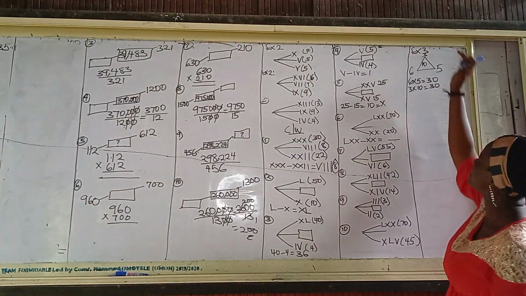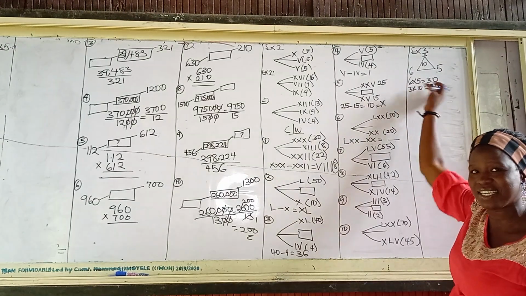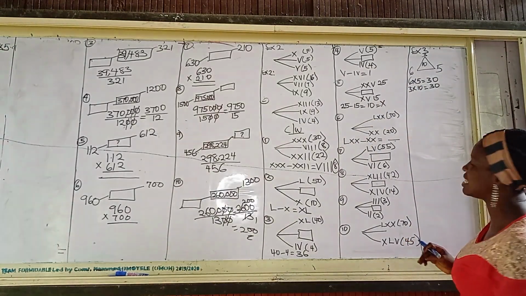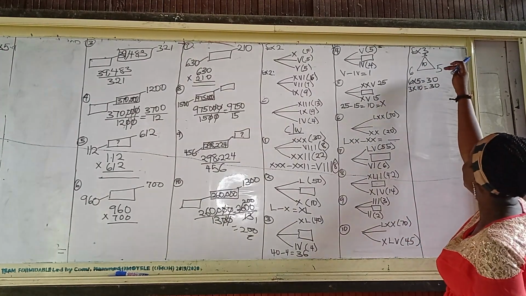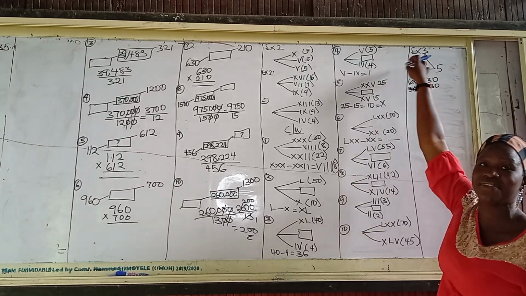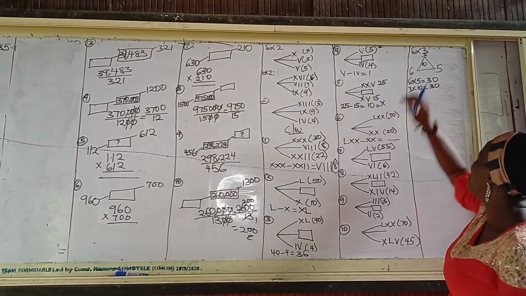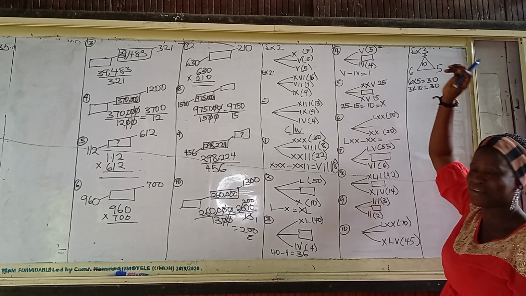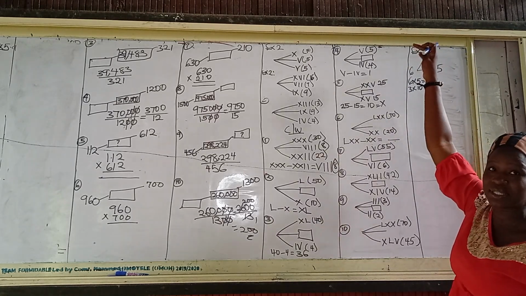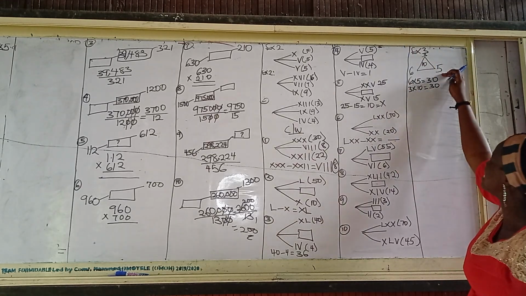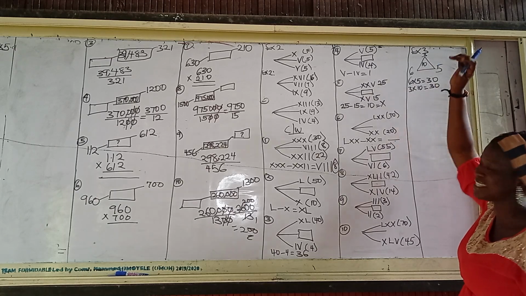Auntie, what if the 3 is given, the 10 is not given, and the 6 and 5 are given? 6 times 5 is 30. Divide your 30 by 3, it gives you 10. What if this 6 is not given, auntie, but this and this and this are given? 3 times 10, that is 30. Divide it by 5, you get your 6.